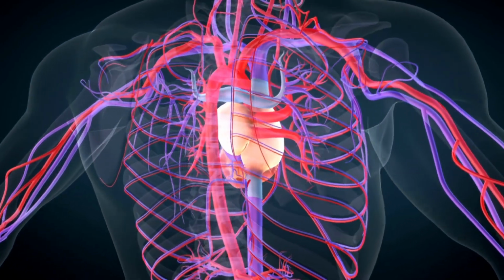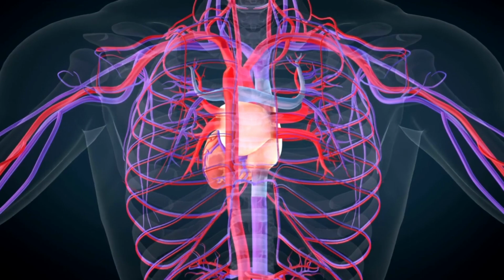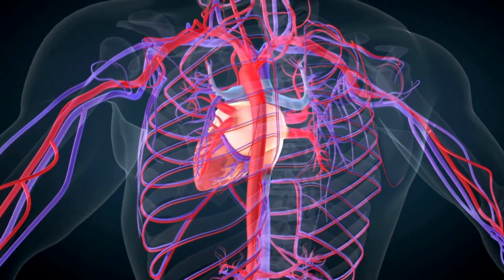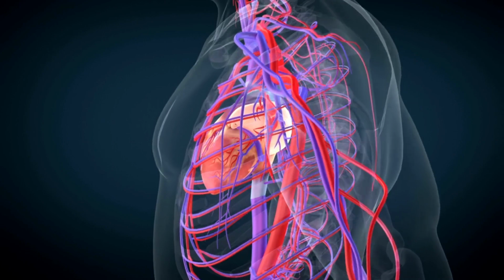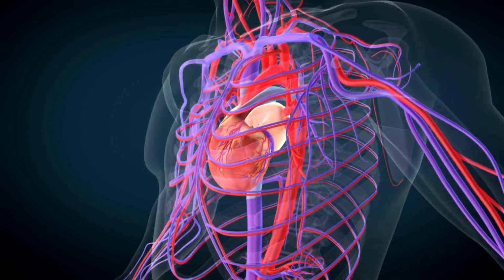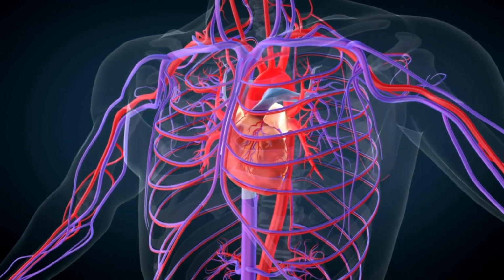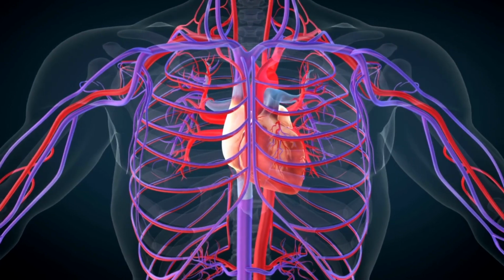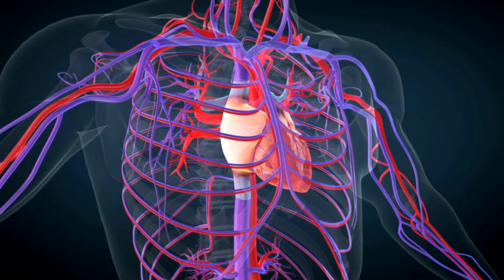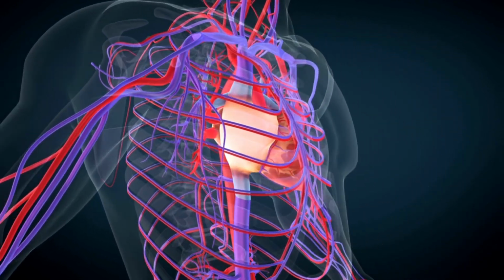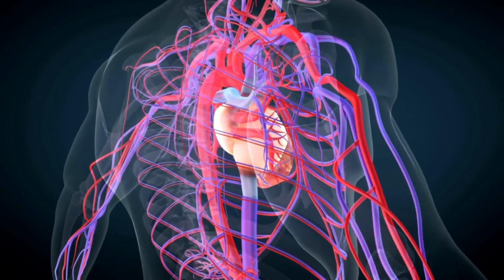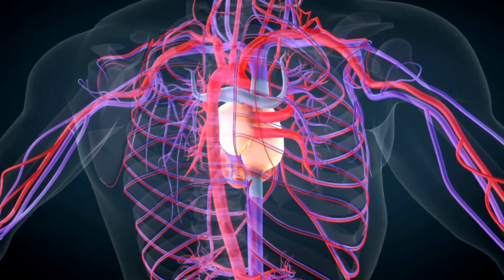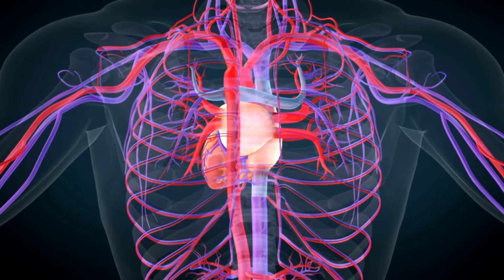2. Valves. The heart contains 4 main valves: the tricuspid valve, between the right atrium and right ventricle; the pulmonary valve, between the right ventricle and pulmonary artery; the mitral valve, between the left atrium and left ventricle; and the aortic valve, between the left ventricle and aorta. These valves ensure unidirectional blood flow and prevent backflow.